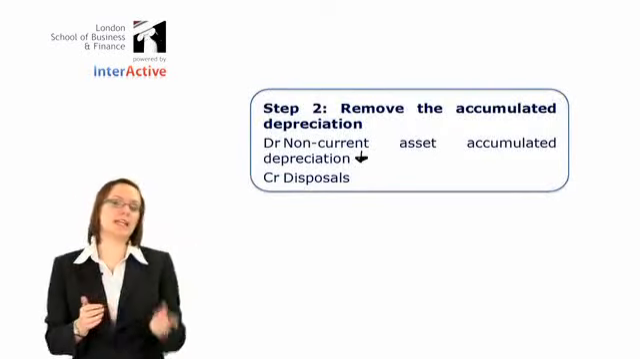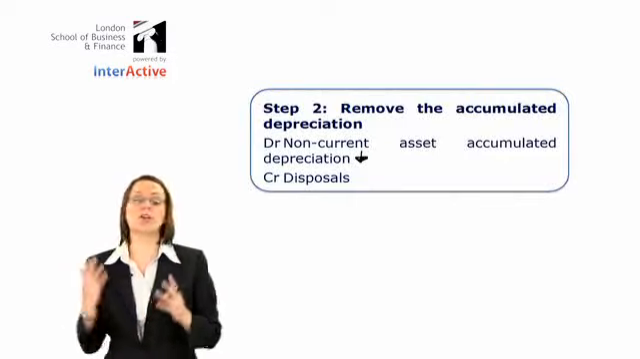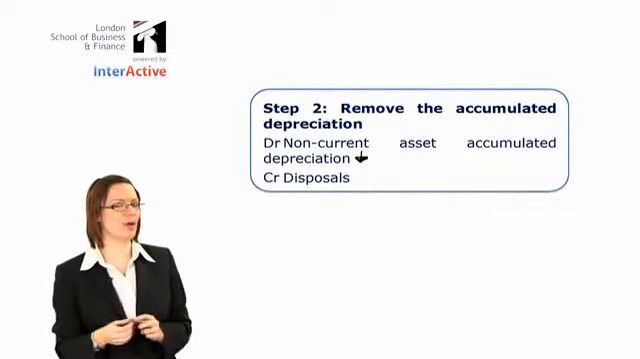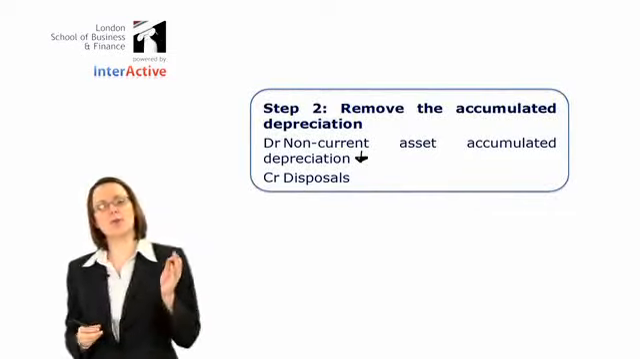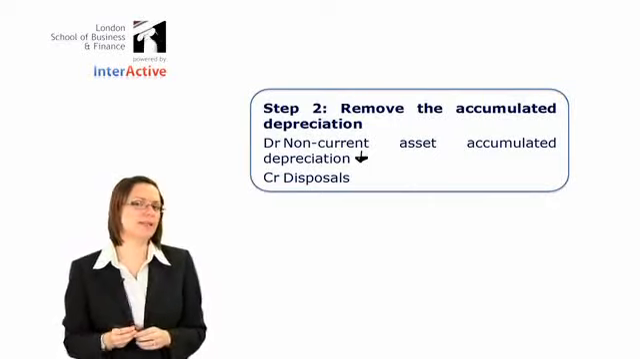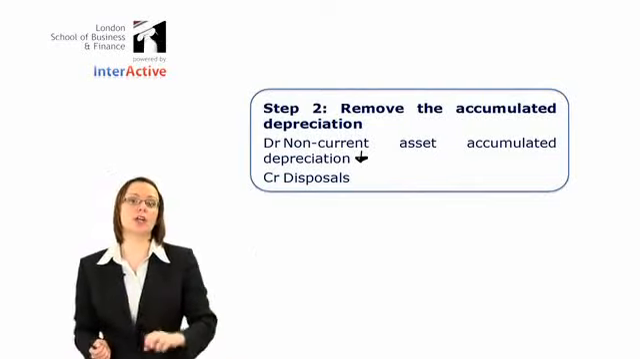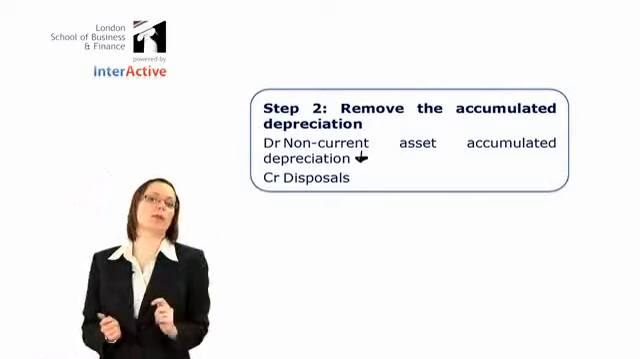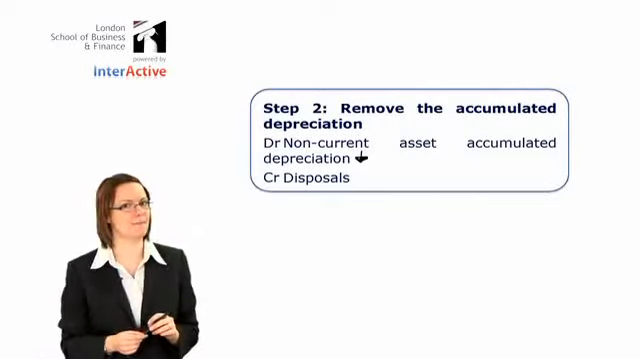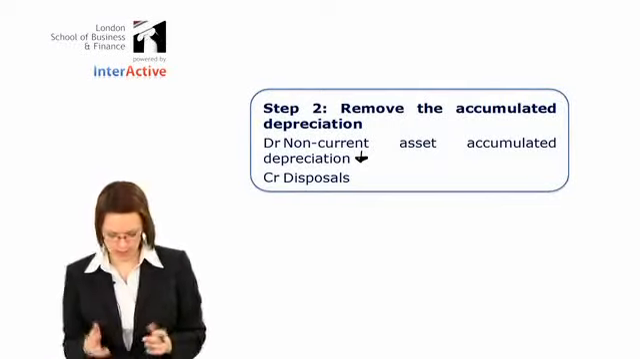Now, if you've debited out accumulated depreciation, it no longer exists. Well, the corresponding entry must always be to, you've guessed it, disposals. So if you can remember the debit to accumulated depreciation, the credit will always be to disposals. So step 1, remove the cost. Step 2, remove the accumulated depreciation on that asset that no longer exists. Now, that's step 1 and step 2.